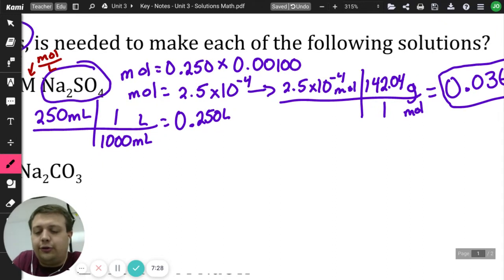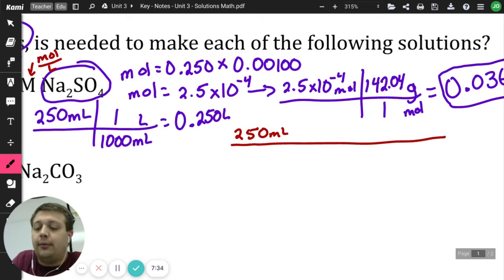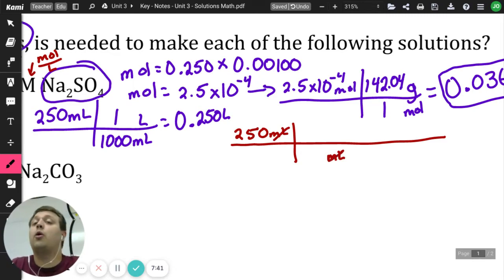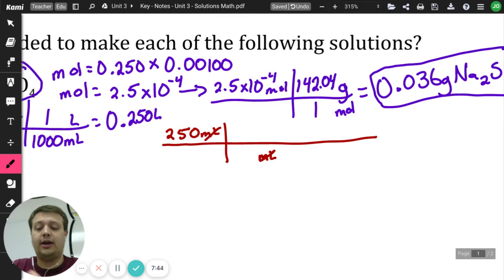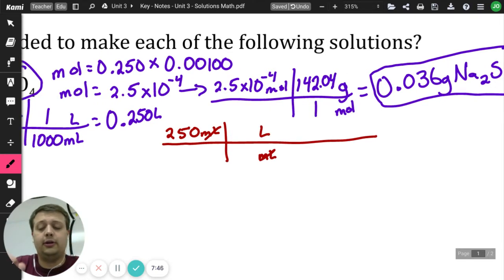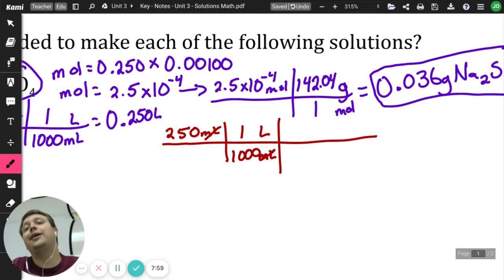We're going to start with our 250 milliliters. Now, milliliters was not what I was looking for, so I drop it low. And here, I'm going to need to go to liters. Why? Because liters is what our molarity is in. So we're going to go from milliliters into liters. 1 liter is 1,000 milliliters. Now, I've converted it into liters, but I'm not all the way to where I need to be. So I ask myself, is liters what I'm looking for? If no, drop it low. So no, it's not.